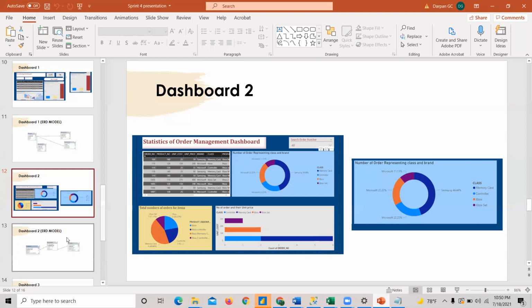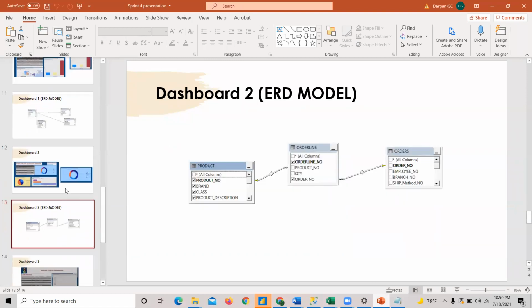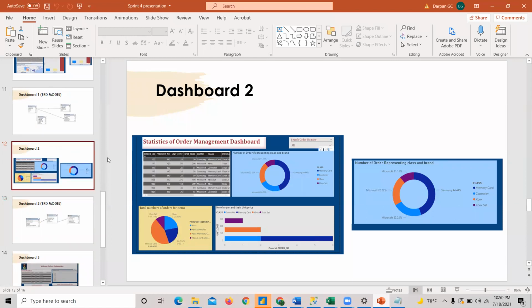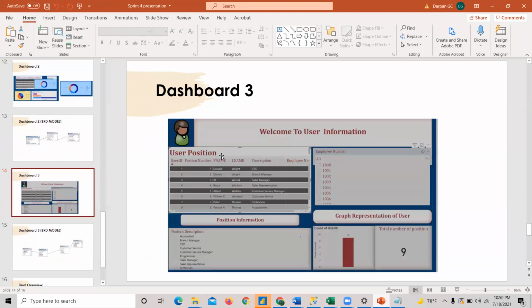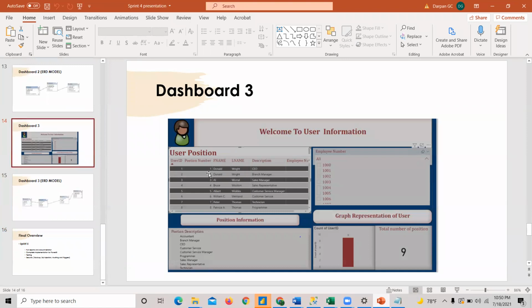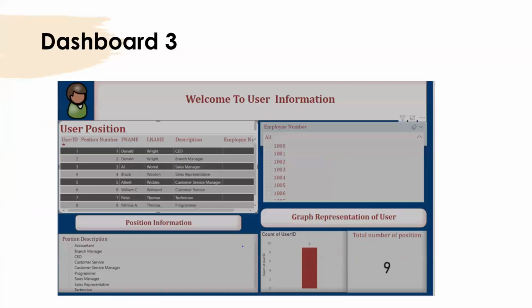Let's go to another Power BI presentation. Dashboard three is for the user position, where we describe which user is working where, and the description about the user, including their employee numbers. You can see the position description over here, as well as the number of positions we have in the company, in the Geoda database company, as well as the name of the user position. So this is how we created the user position dashboard.